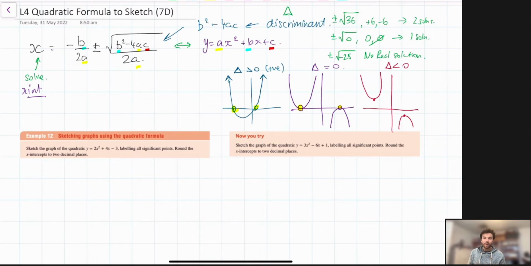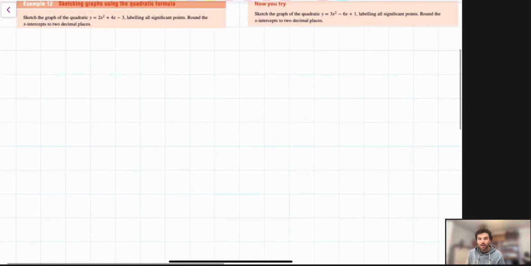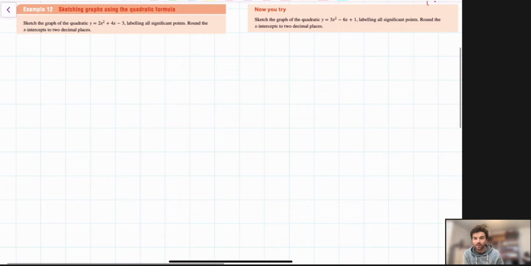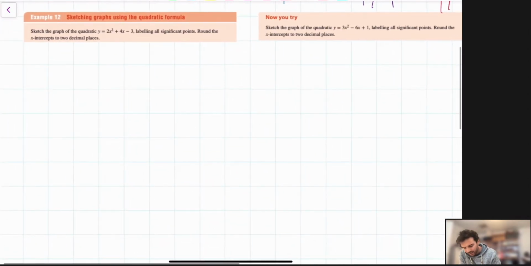So with all this in mind, we're going to work on the first example. This is example 12, sketching graphs using the quadratic formula. So here we go. The question's asking you to sketch the graph of the quadratic labeling all significant points, round the x-intercepts to 2 decimal places. So what they're asking you to do here is, can you find the x-intercepts, maybe we can find the turning point, and maybe we can find a y-intercept as well.